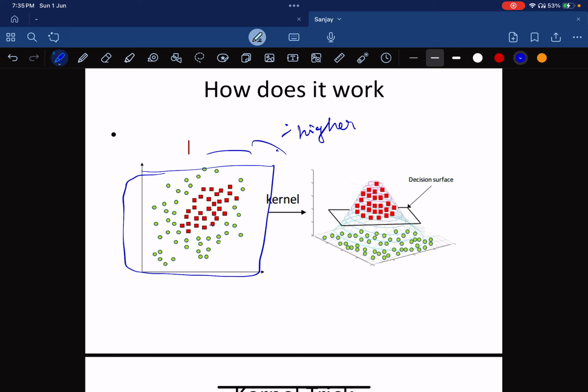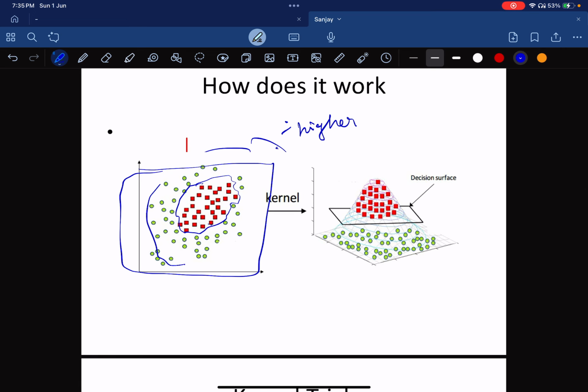The red classes are here, and the reds are surrounded by the green class. You can see that here. So here the data is not linearly separable, right? The red classes and the green classes are not linearly separable. So we use the kernel function to transfer this data. Here it is in two dimensions, right? So we use the kernel function to transfer this data into higher dimensions, so we can linearly separate these classes.